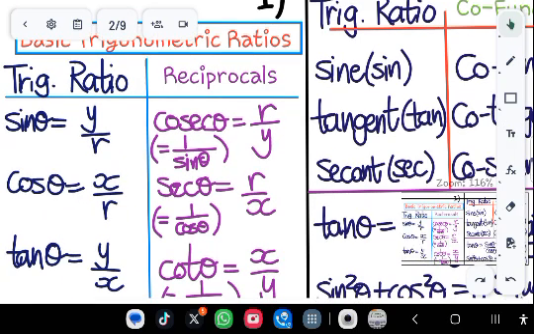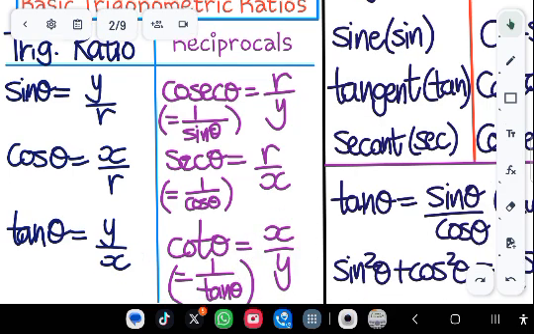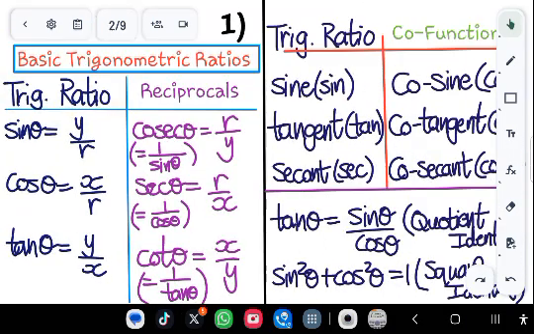That's how reciprocal works. Now the reciprocal for cos of theta is sec, and that's r over x, or 1 over cos theta. The reciprocal for tan is cotangent, which is just flipping it upside down. That's 1 over tan of theta, which is basically x over y. Now we're done with reciprocals.